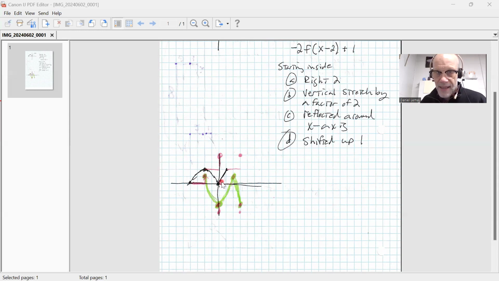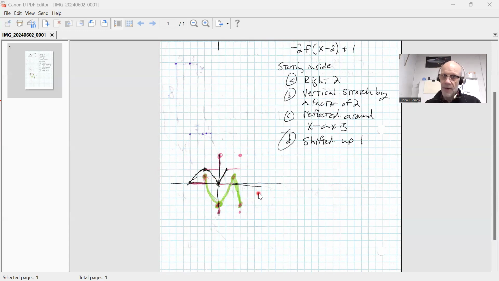And now you probably see, I'm going to move this one at the origin right 2. Again, it's on the x-axis, so if I multiply it by 2, it doesn't change. And if I reflect around the x-axis, it doesn't change. And I shift it up 1. Then the last point is this one here: right 2, multiply it by 2 to stretch it, change the sign, it flips, moves it down here, and then up 1. So this graph here looks like this now.